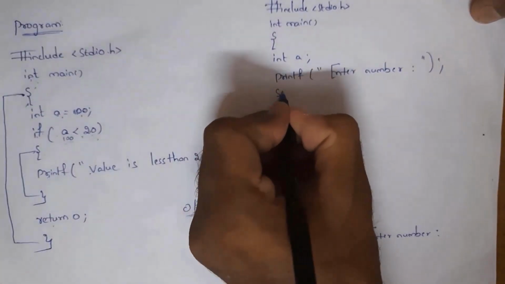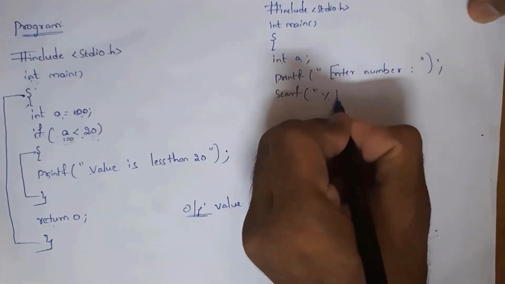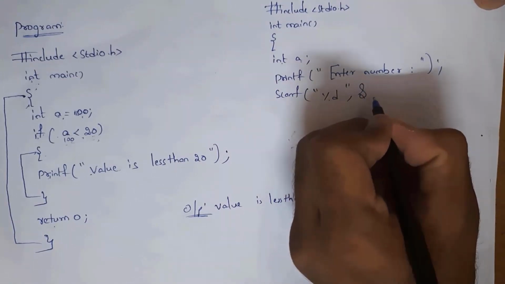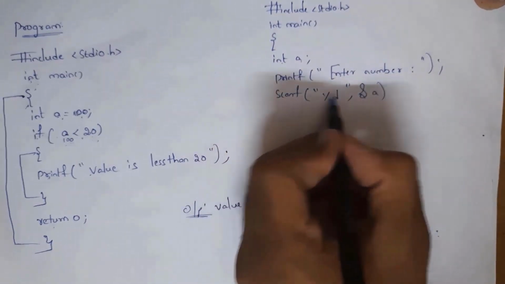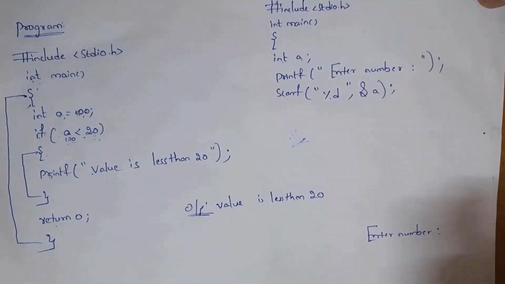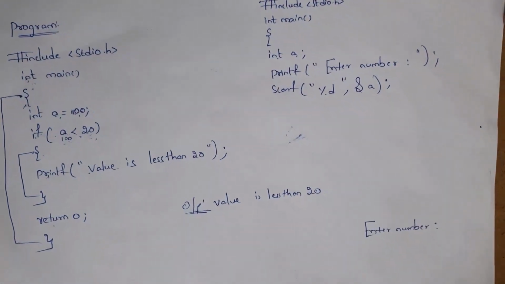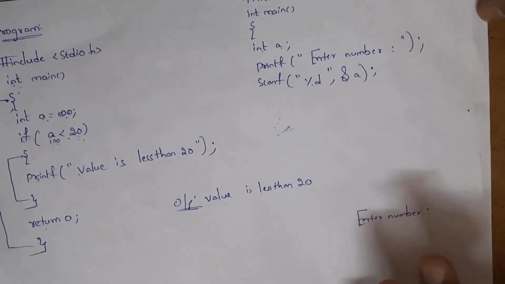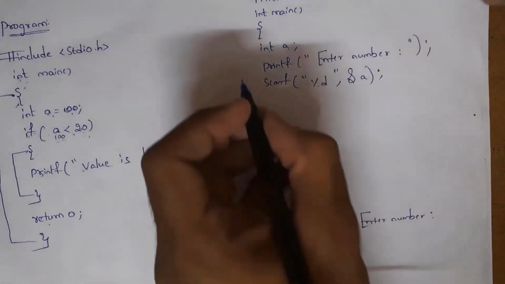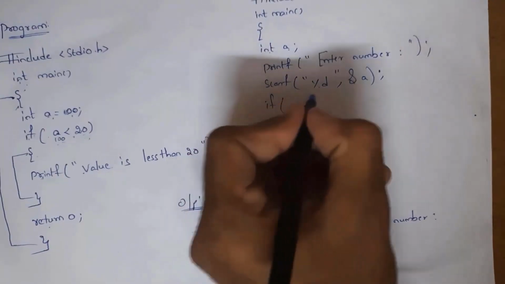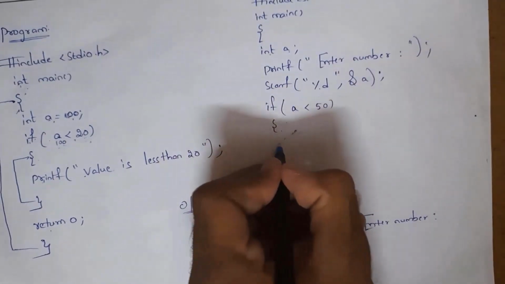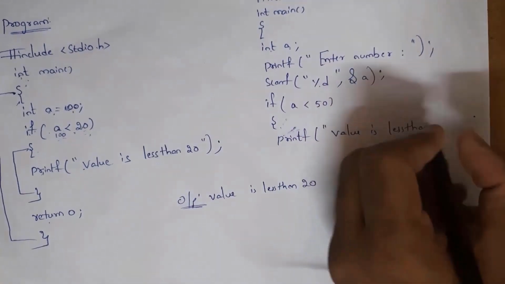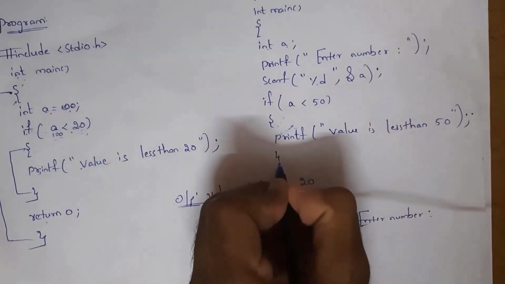So I'm writing here scanf. This a is integer, so I need to use here %d in double quotations comma and a. You should not write a, you should write &a, where & represents address. Whenever I write this line of code, I can enter any number after executing a program. So whenever I execute program, I can see here enter number, and here I can enter any number by using scanf. Now I am giving condition, that is if value of a is less than 50, then I should get output as printf. I need to get output as value is less than 50. Close double quotations, semicolon, close bracket, return 0.